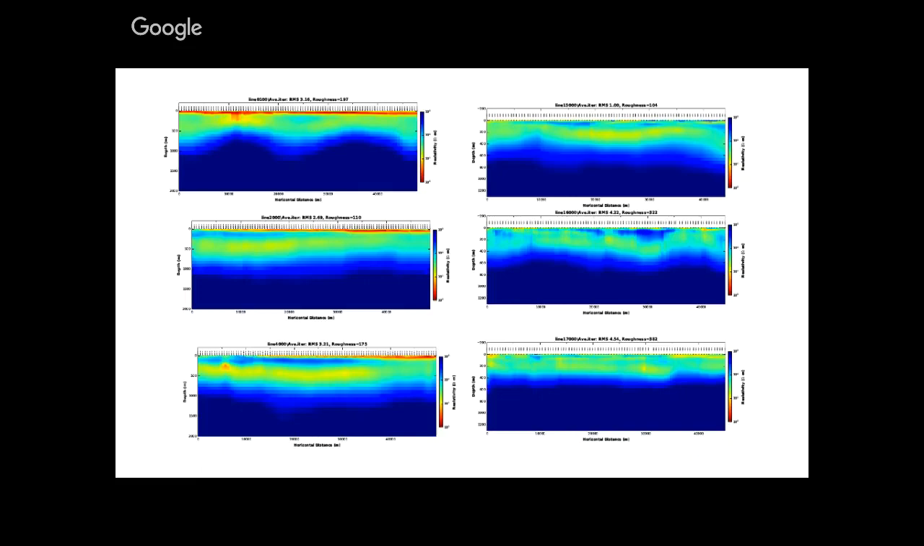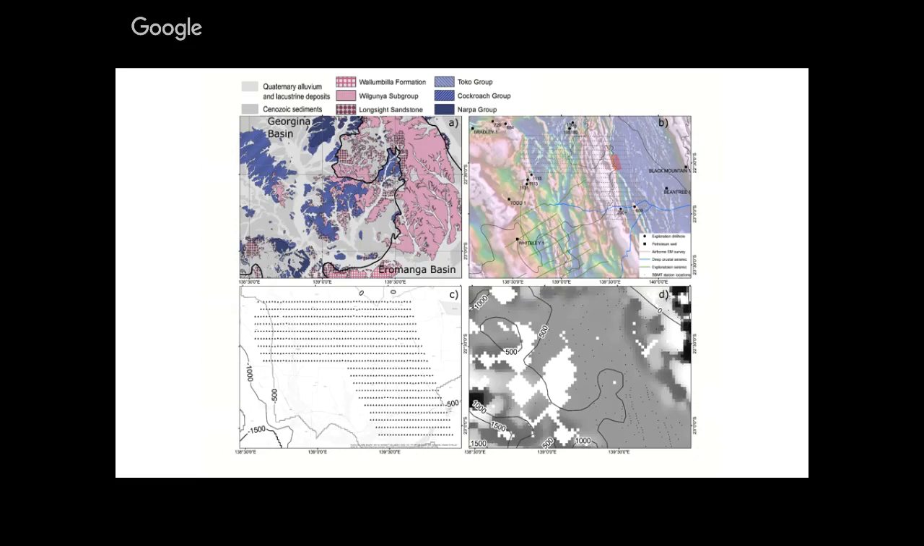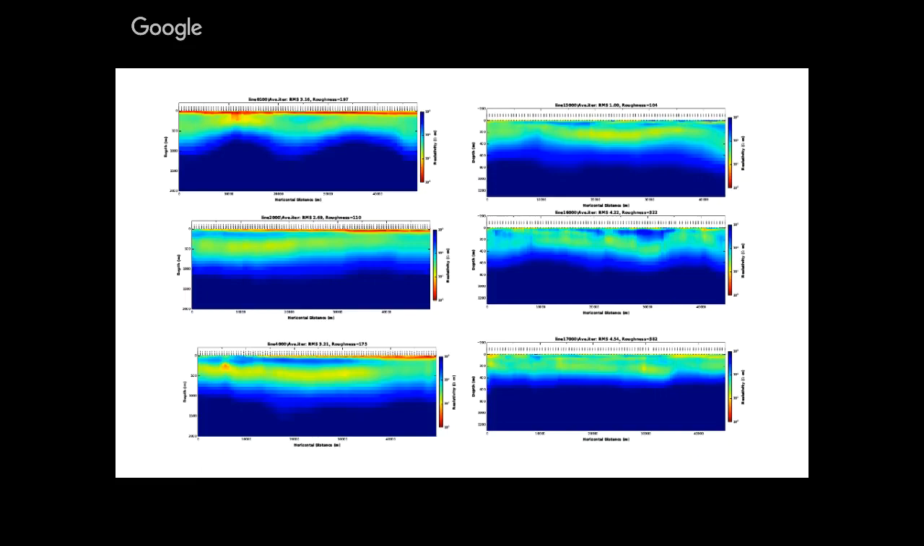So these are some reasonably typical AMT inversions. This is the shallow information. I'll show you three inversions from down here and three inversions from up here. This should be quite shallow basin sequences, but down here we're at about 600 basins. So it's nice coherent data. The inversions come out quite well.